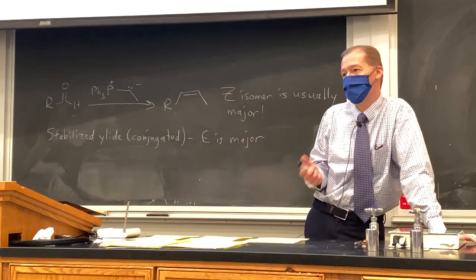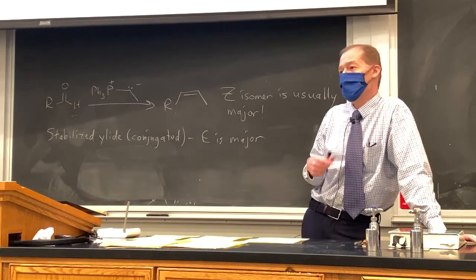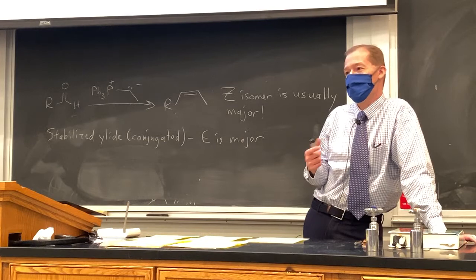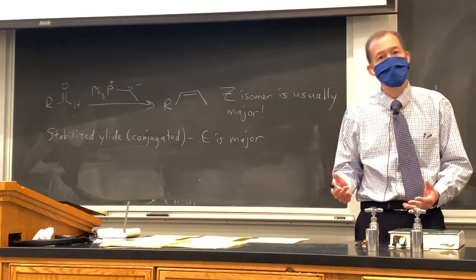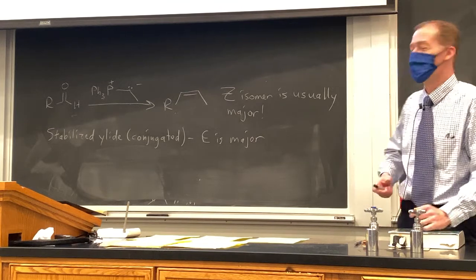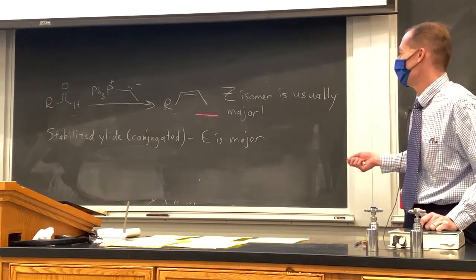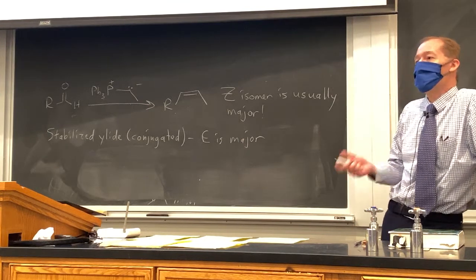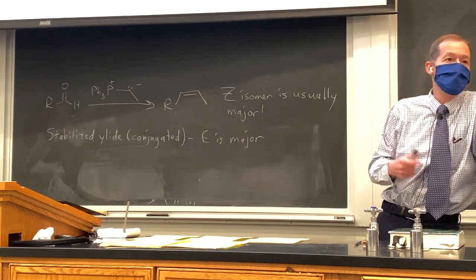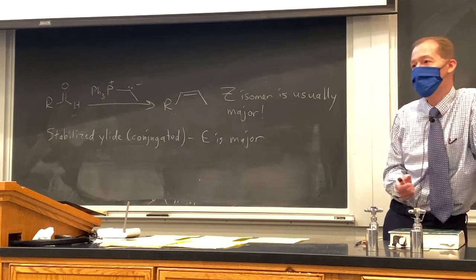It is possible to manipulate the reaction conditions to favor the E isomer, but generally speaking, with most Wittig reagents, the Z isomer is going to be the major product, as I've drawn for you here on the board. The reason for that is unfortunately beyond the scope of this class.